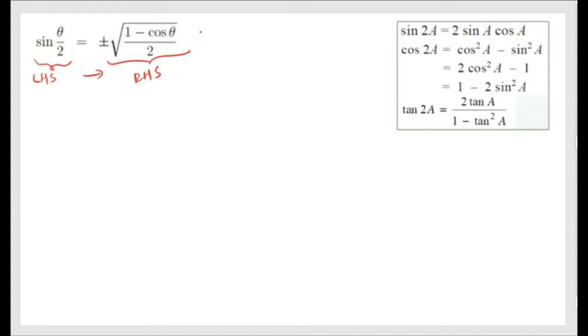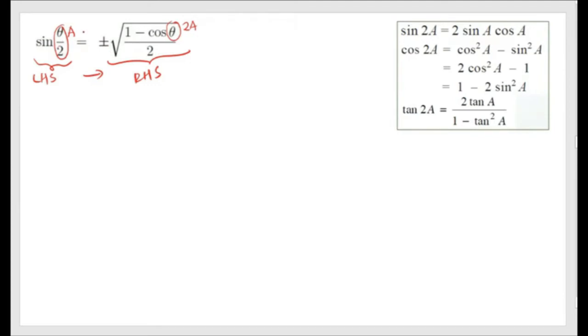Sine theta over 2, and we want to prove it from cos theta. In other words, you can imagine that theta is 2A, because theta over 2 is half, and theta is the whole. So theta is the double of theta over 2. We can imagine this is A. If you see it like this, it's easier. So sine A equals 1 minus cos.